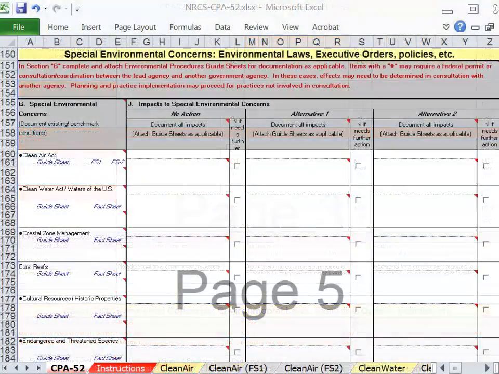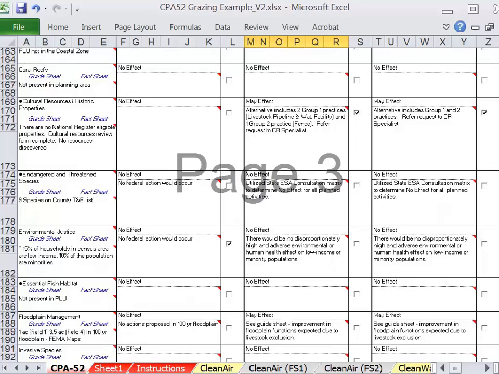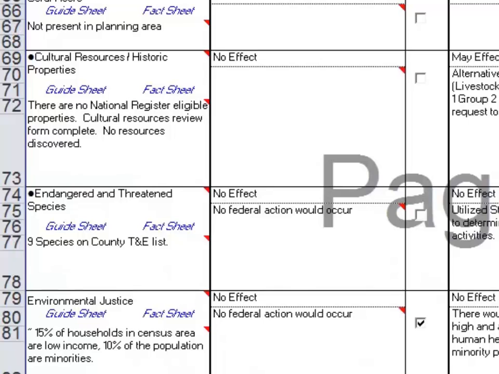In section G, Special Environmental Concerns, benchmark conditions were documented for each special environmental concern. Guide sheets and fact sheets contained within the form were consulted to help document the benchmark condition. Information contained in the field office technical guide was also used. Thorough documentation is important so that any reviewers will know everything that was considered. When a concern did not apply to the planning area, it was noted as such in the benchmark condition.